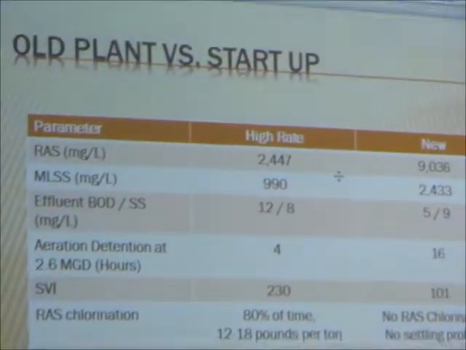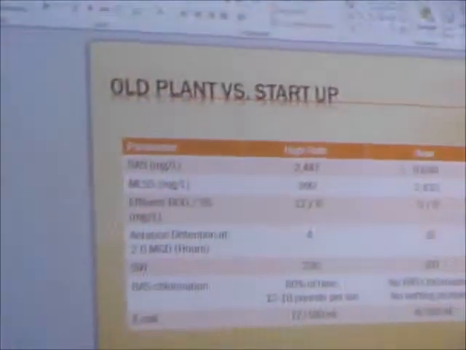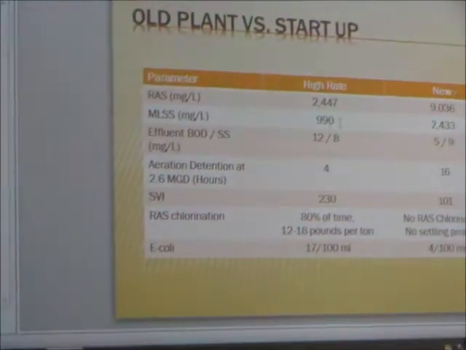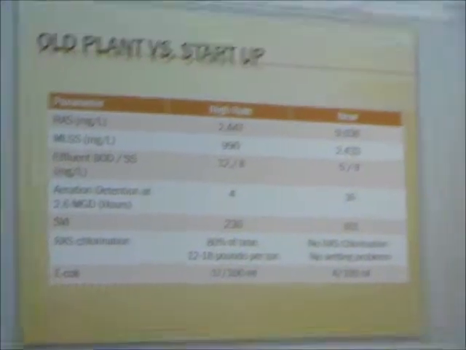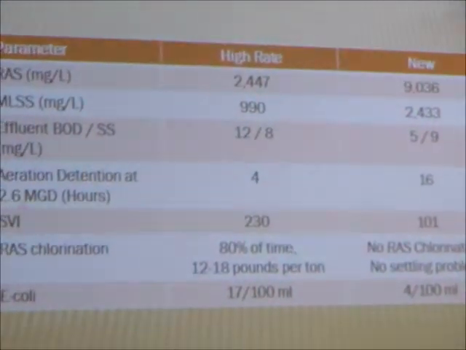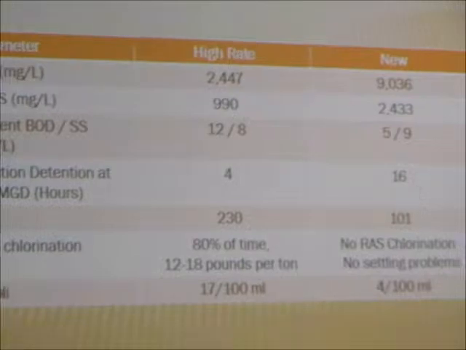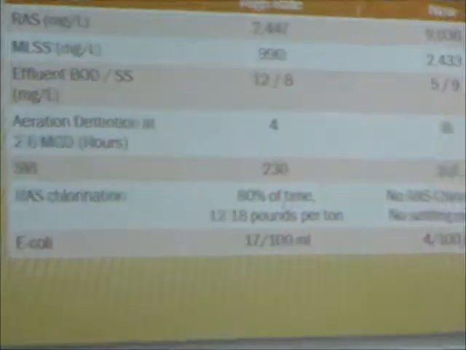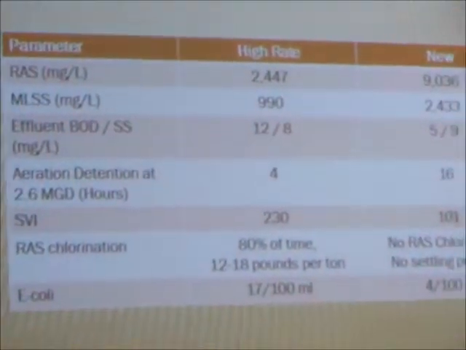Here's a couple of process parameters between old and new, just to show the different type of treatment plant we're operating. Mixed liquor was real thin, not even 1,000. We're now up to like 3,000. Aeration detention time at normal dry weather flow, you can see 4 hours in the high rate system, and now we have 16. SVI has improved drastically, 230 in the old plant, and down to 100 now.